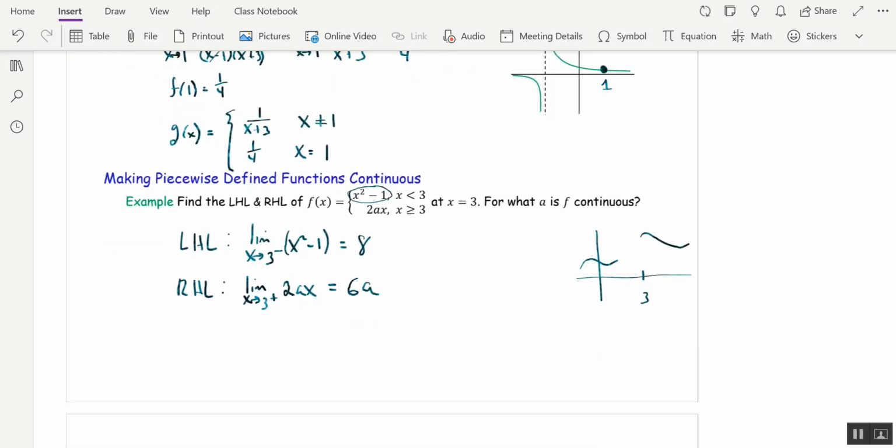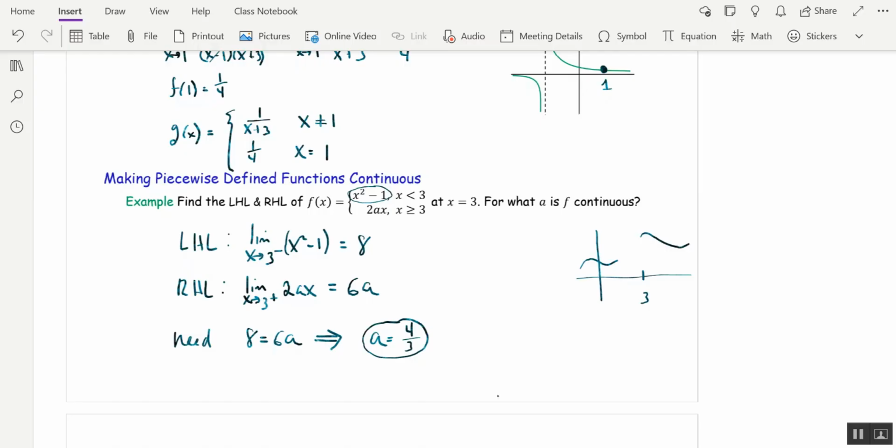6a. So what I need is for those two limits to agree. I need 8 to be equal to 6a. So remember, the goal is to solve for a. So this implies, with a double arrow, not an arrow like that. That's not right. You want a double arrow, meaning implies, that a is equal to 4/3.